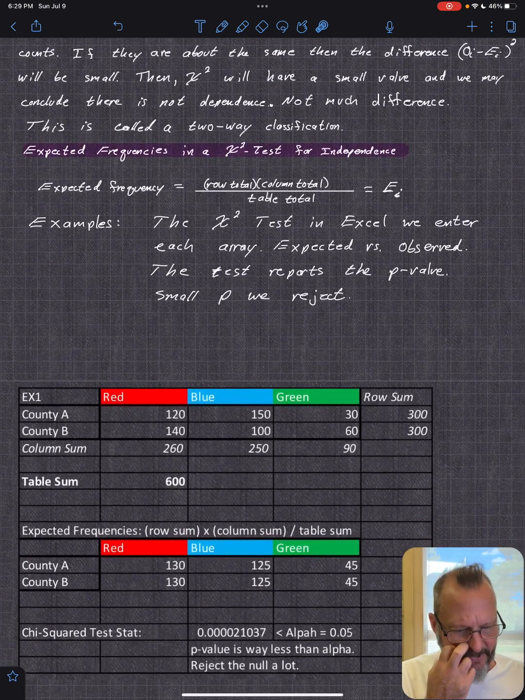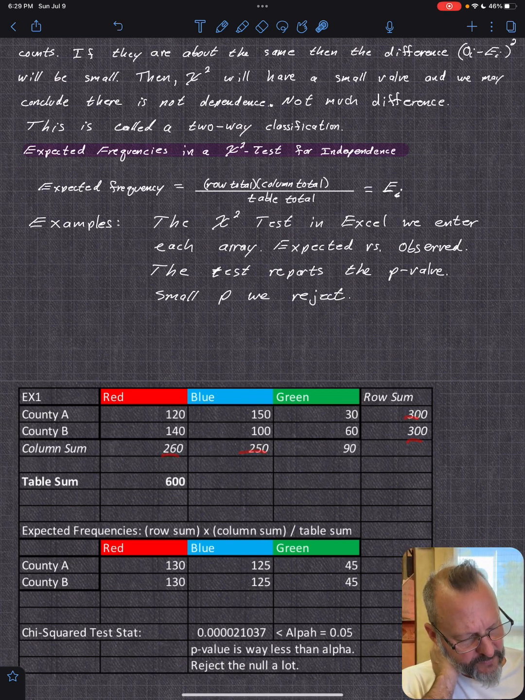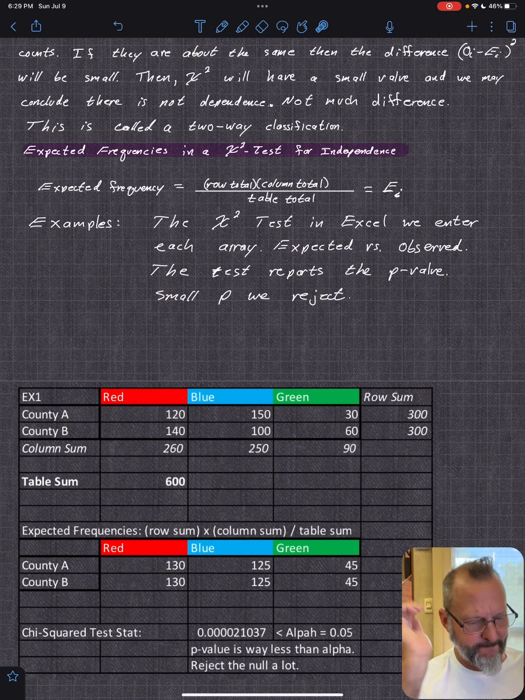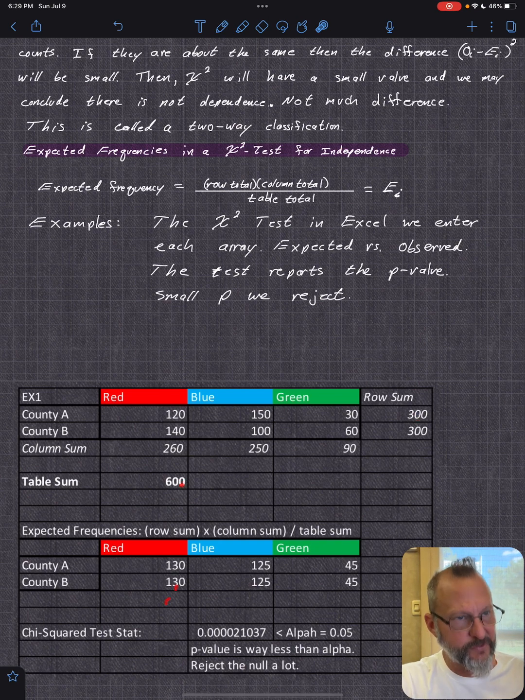Okay, so that's example number 1. So here's your sums. I just entered it in, made it pretty. Your total of everything, 120 plus 150 plus 140 plus 100, is 600, right? Which is just the sum of those. And then for each entry, you calculate the row total. So for this entry, the 130, you calculate the sum, so it'll be 300 divided by 600.